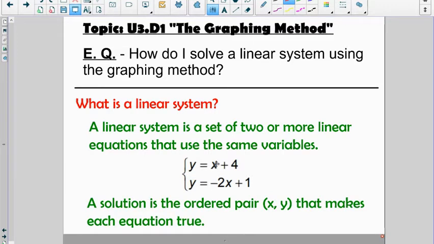Okay, and it's important to note, I can't have two different x's. I can't say x is 5 up here and 7 down here. The x within the system has to be the same in each equation, and the y has to be the same in each equation. And that's the trick, trying to figure out what combination of x and y would make both equations true at the same time.